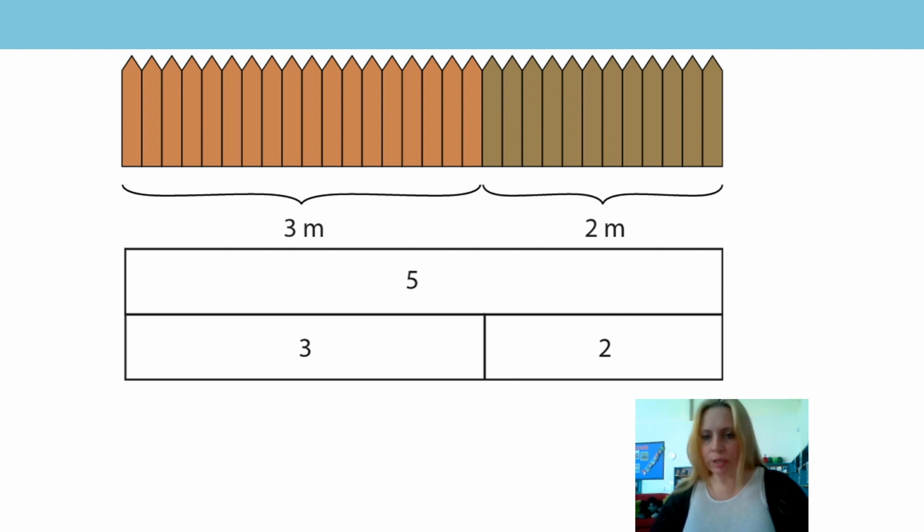And my equation will look different as well, won't it? Because I'll pop my 3 first, then my plus sign, then my 2, my second addend, and then my equal sign and my 5, the sum. And here it is, look. 3 plus 2 equals 5. My sum has remained the same. Yeah!